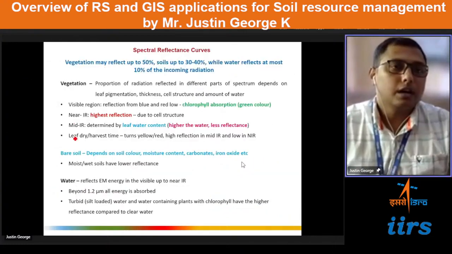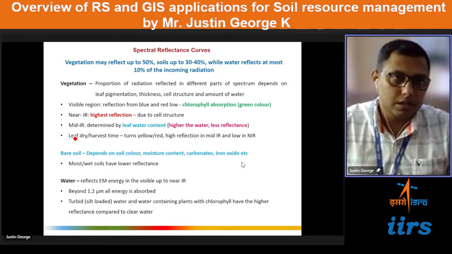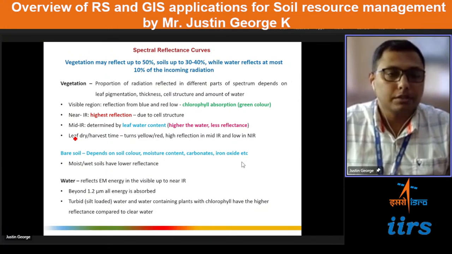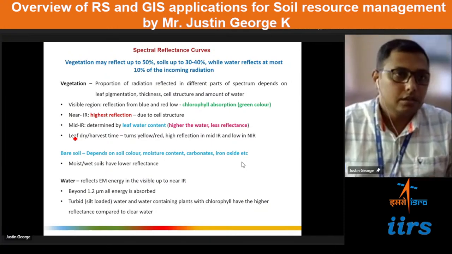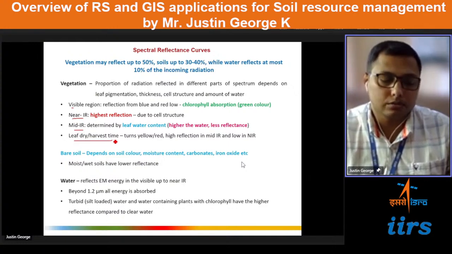So this is the crux of the different spectral reflectance curves. The vegetation reflects up to 50%, soils mainly up to 30 to 40%, while the water reflects at most 10% of the incoming radiation. So these are the reasons why the different characteristic features occur in the visible, the near NIR, and mid IR, as well as the change in the reflectance of a particular crop with their crop growth cycle.